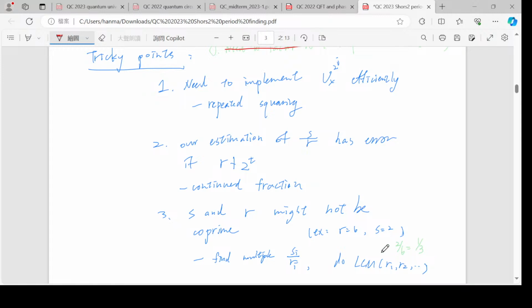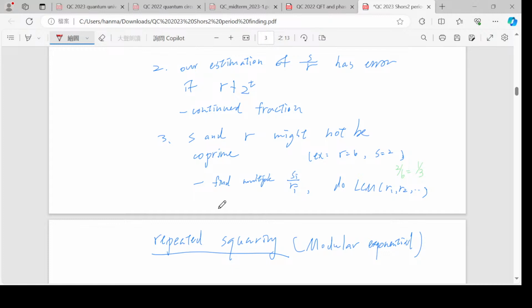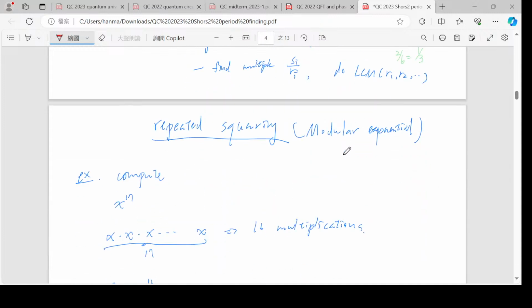And to solve this problem, what we do is we draw a whole bunch of different S and R, so we have different fractions as xi over ri. And then we take the common multiple between all those ri, and we'll show that with high probability we will get the R that's actually the period. Okay. Any question? If there's no question, then let's see how we deal with these one by one.